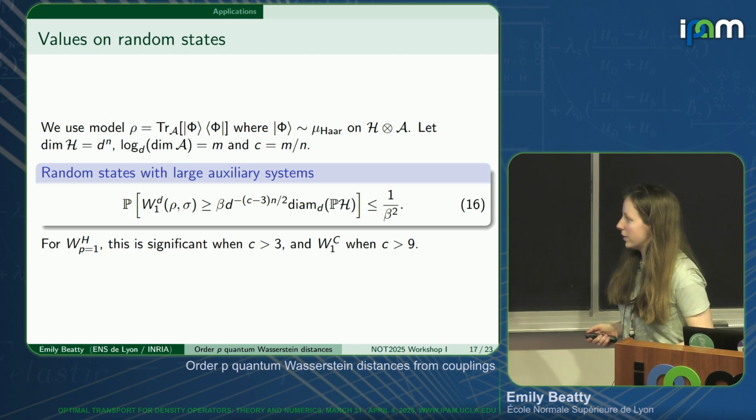So in the specific cases of the Hamming distance, or the quantum Wasserstein distance of order 1 with respect to the Hamming distance, this becomes significant in terms of decay when your qubit ratio is at least 3, and for the complexity geometry, taking qubits, so D equals 2, when your qubit ratio is at least 9.